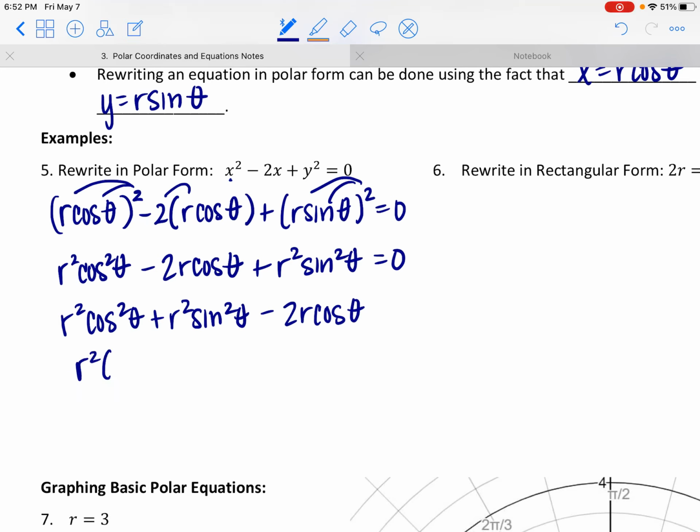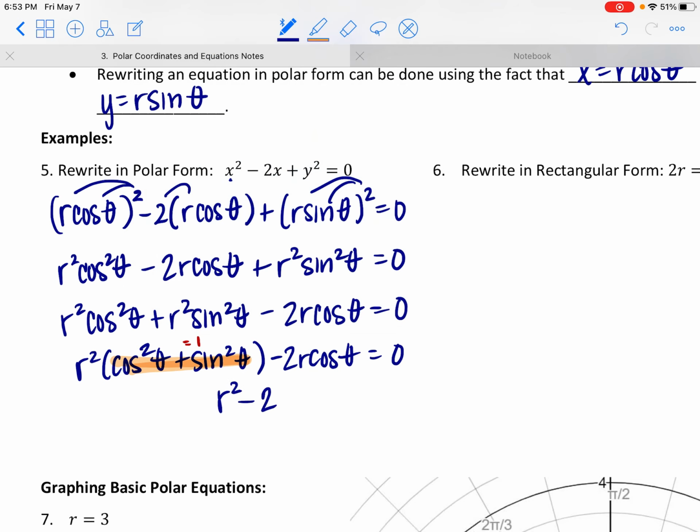So if I factor out r squared, it leaves me cosine squared and sine squared, which is nice because sine squared and cosine squared together makes 1, so it makes that go away. And so r squared times this is our Pythagorean identity, which is just equal to 1. Equals 1. So 1 times r squared means we really just have an r squared minus 2 times r times the cosine of theta equal to 0. And I think that would be sufficient there.